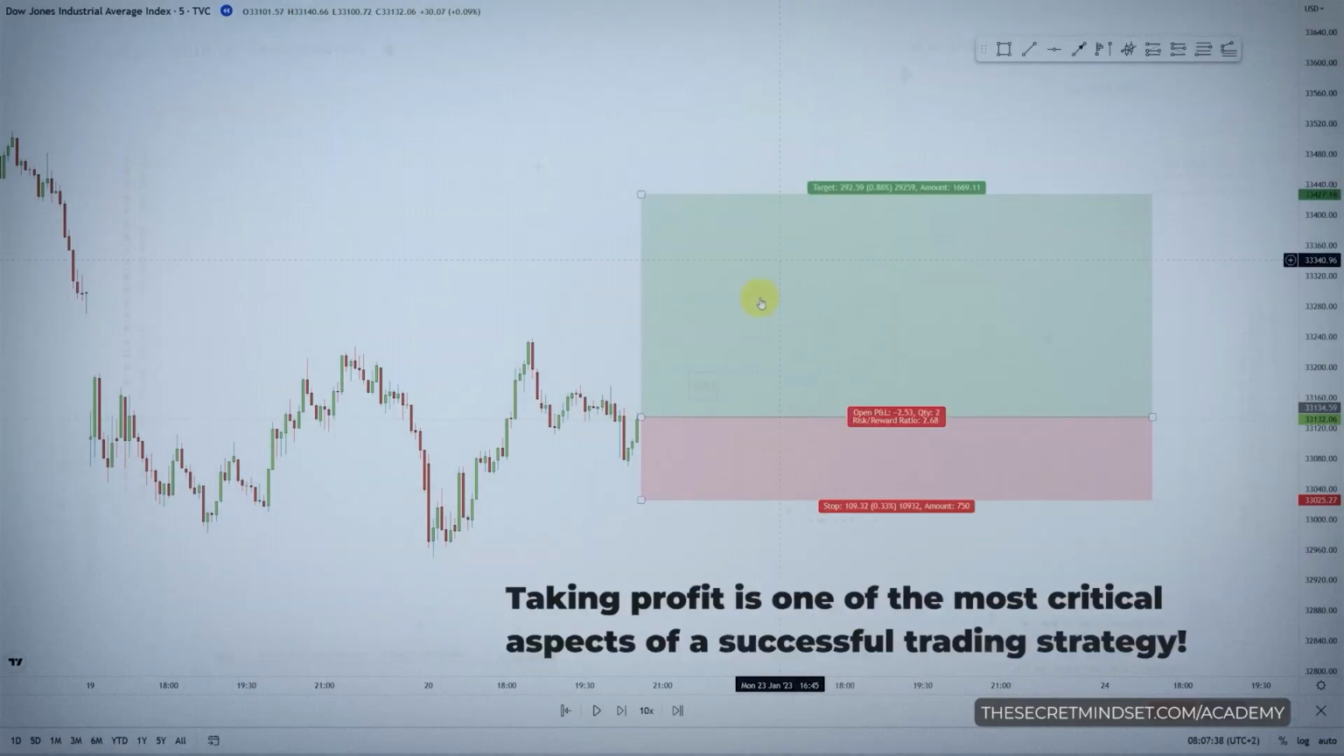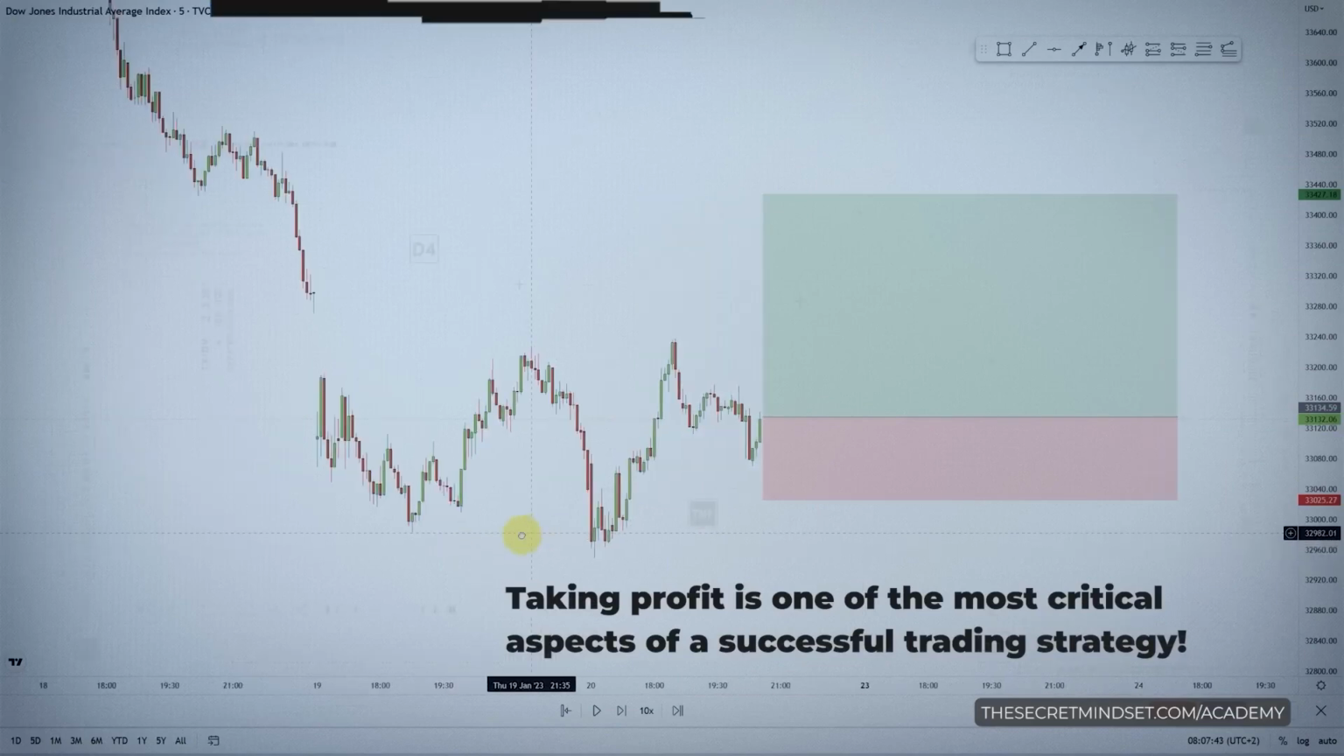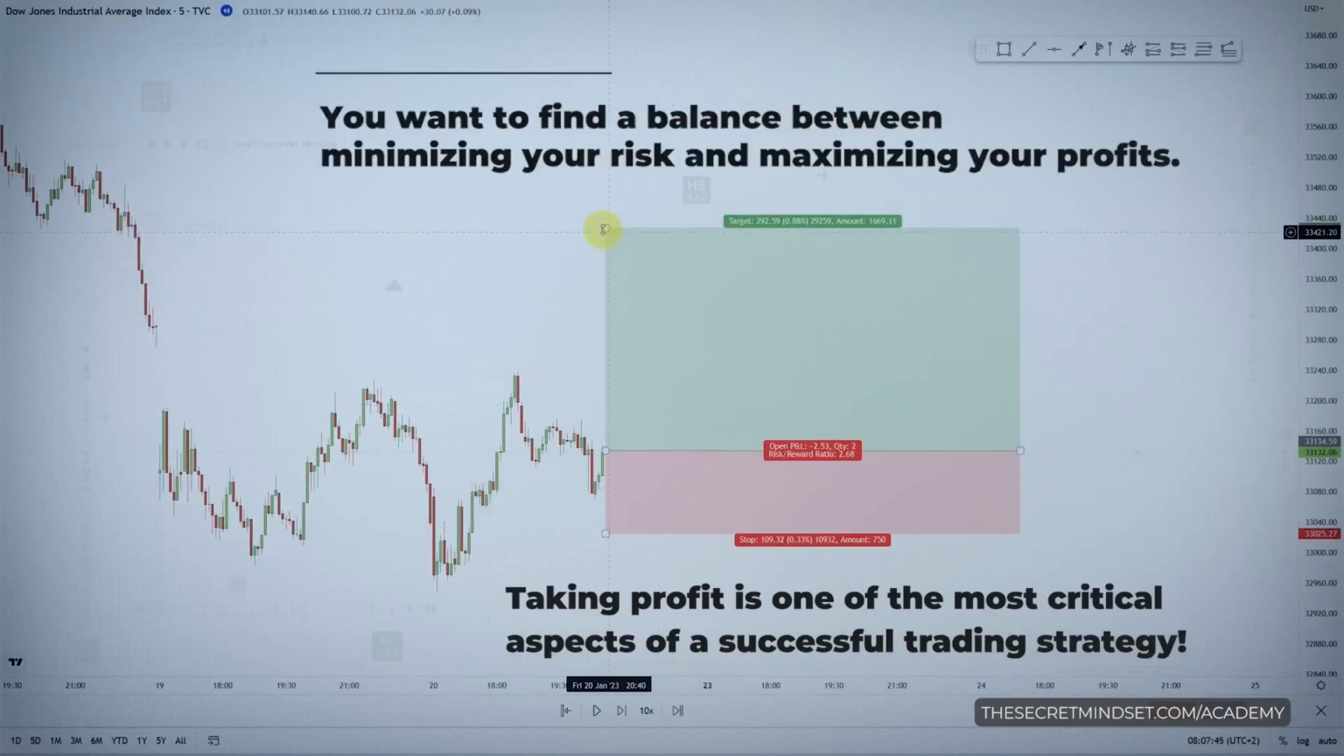Taking profit is one of the most critical aspects of a successful trading strategy. You want to minimize your risk and maximize your profits. Today we'll talk about this.